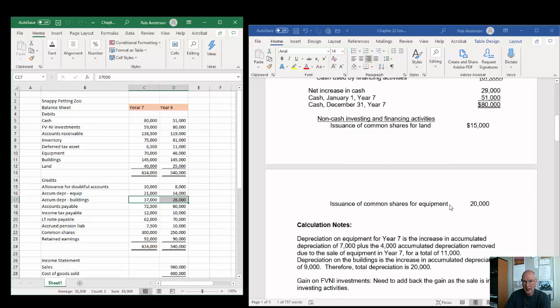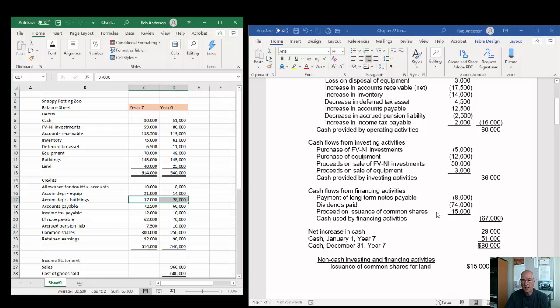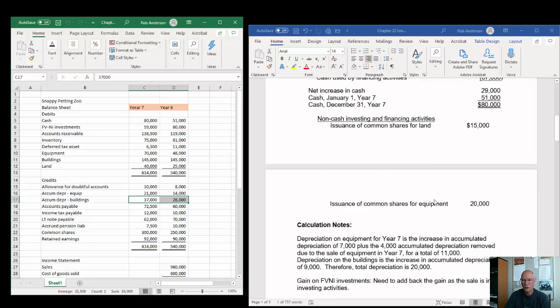Now let's look at the gain on our fair value net income investments. And what I'd just like to remind you of is under the indirect method, if we have a gain on the income statement, that gain is part of our $76,000 here, but it is actually an investing activity. So we need to back out that gain, okay? And let's notice that the answer is 24. Let's see how we get to that.